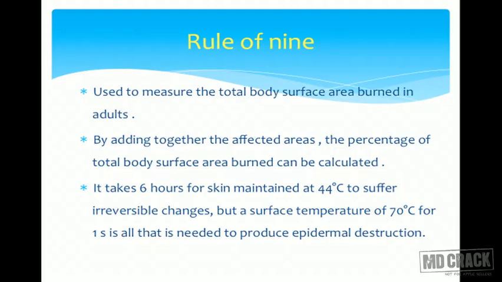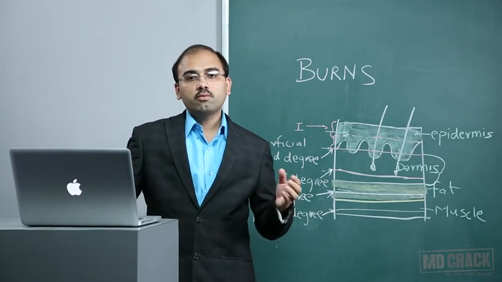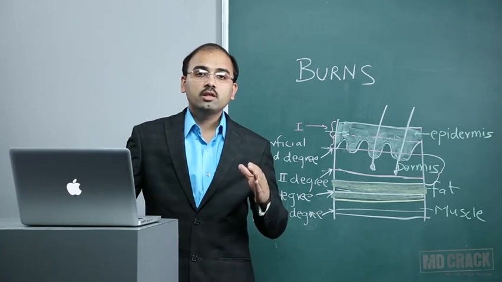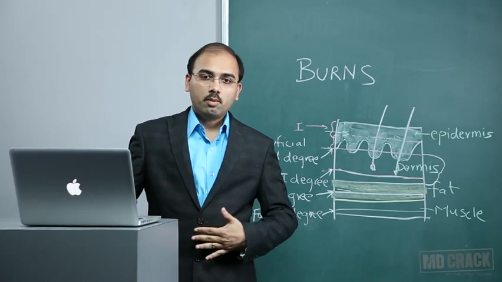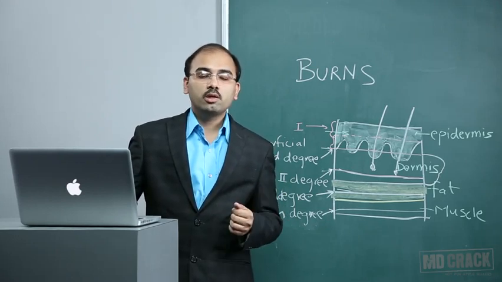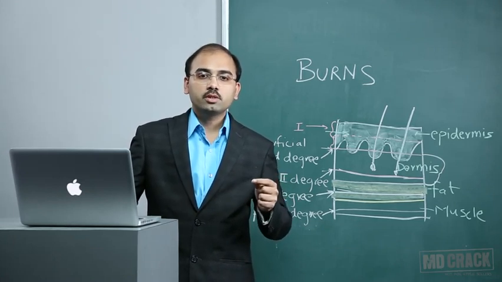So there is the rule of 9. It is used to measure the total body surface area burn in adults. By adding together the affected areas, the percentage of total body surface area that is burned can be calculated. Roughly this is divided into 9s: 9 for right upper limb, 9 for left upper limb, 9 for head and neck, 18 for front and abdomen, 18 for back, then 18 for each lower limb, and perineum and genitalia make 1%. So overall it is 100%.